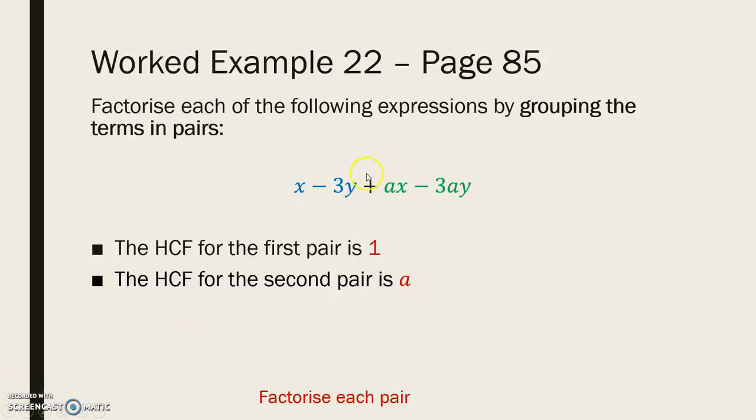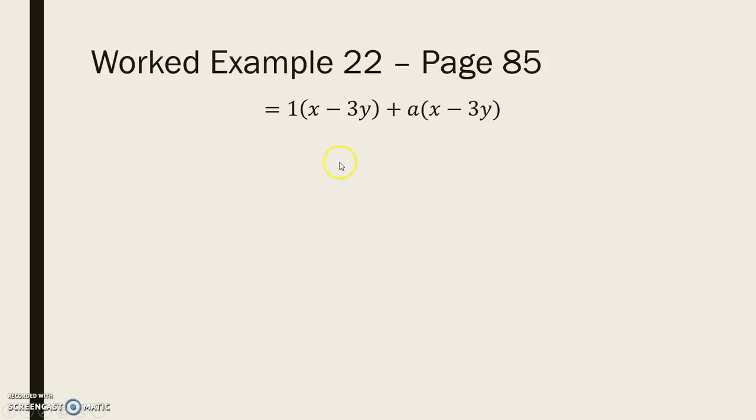So if we divide through the blue terms by 1, it doesn't change, but the 1 does come out as a common factor. For the second pair, the a is the common factor, so we cancel out those a's, leaving us with x take 3y in the second bracket. Now let's transfer that over to the next page.